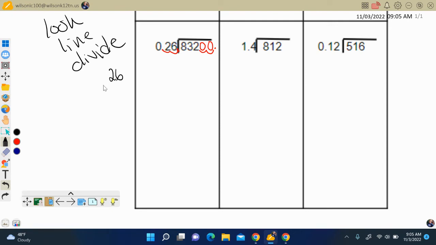I predict only 2 times, so let's say 26 times 2. 2 times 6 is 12. 2 times 2 is 4, plus 1 is 5. I wonder if it'll go again. 26 times 3. 3 times 6 is 18. 2 times 3 is 6, plus 1 is 7. Wow, it did. It won't go again, though. So 26 can go into 83 3 times.